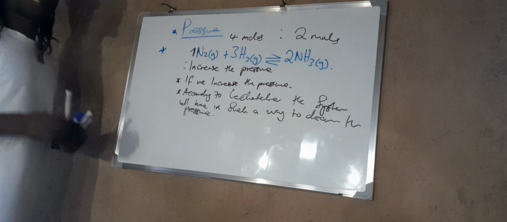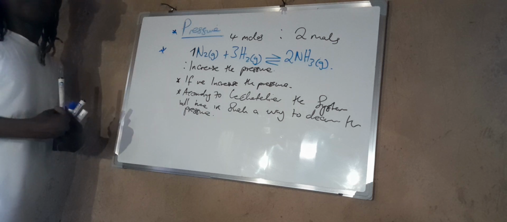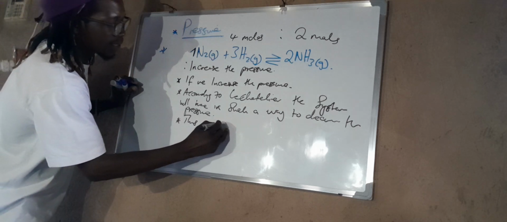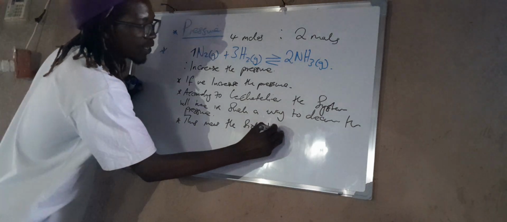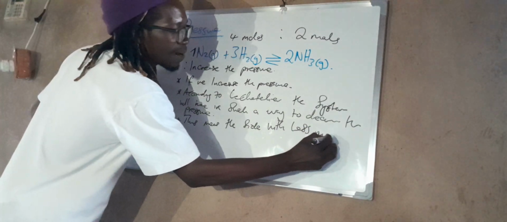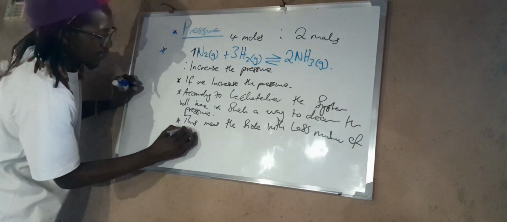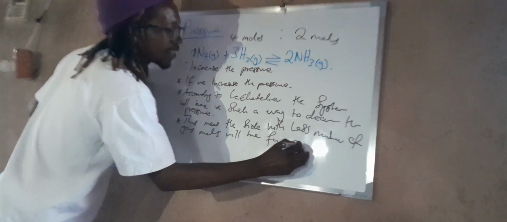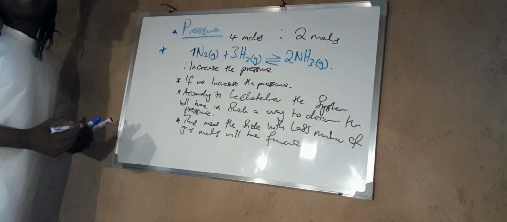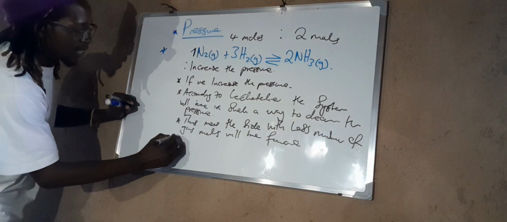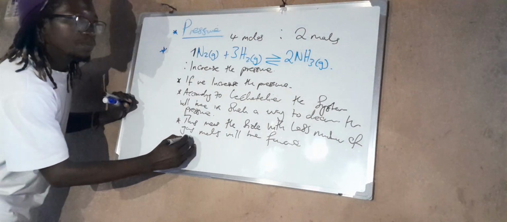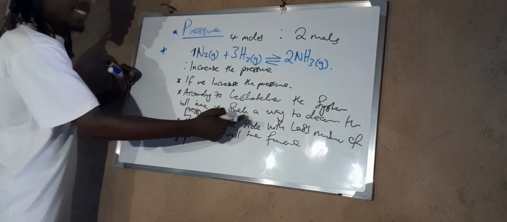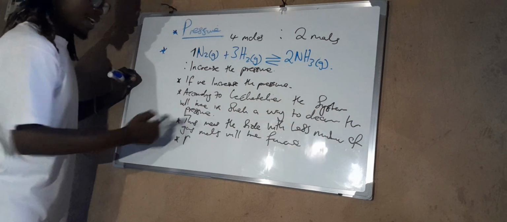So decreasing the pressure is favoring the side with what? With less number of gas moles, right? So this means the side with less number of gas moles will be favored. And which side has less number of moles there? Right. So it means that, according to Le Chatelier, the system will move in such a way as to decrease the pressure.